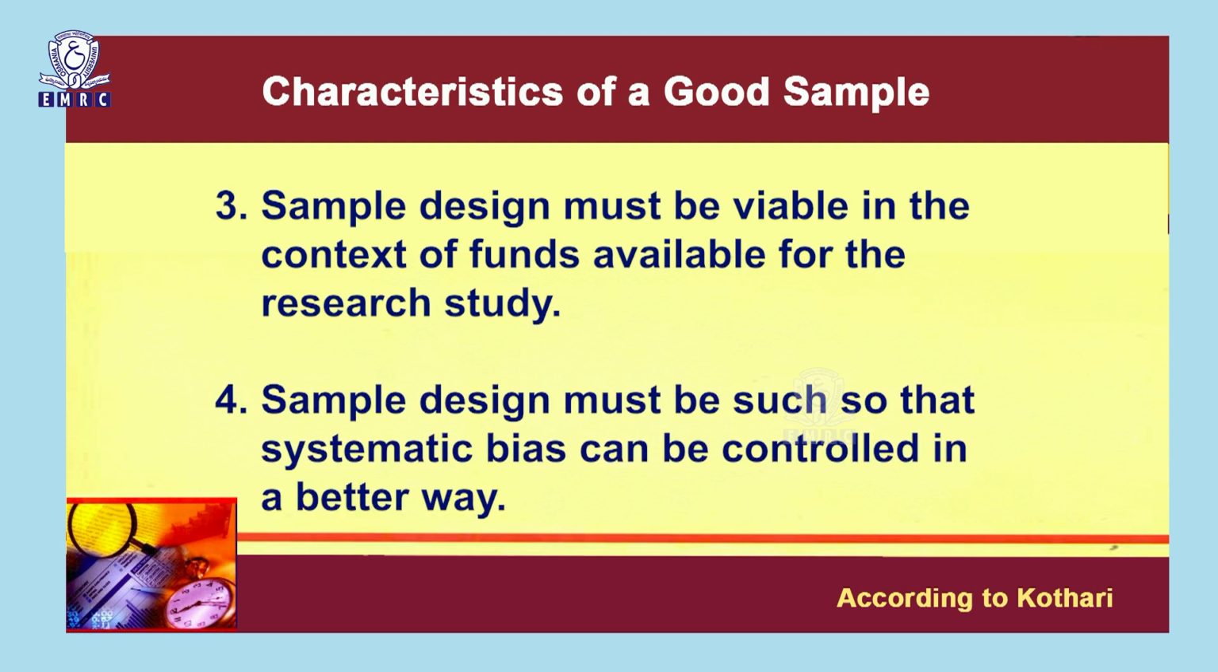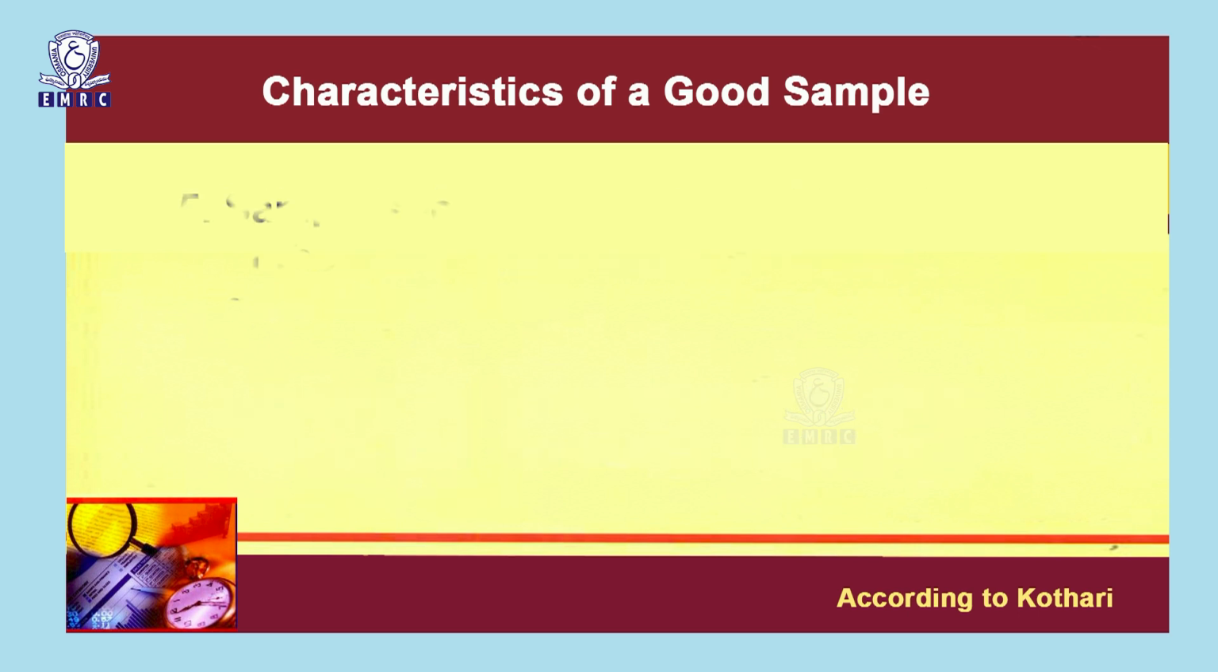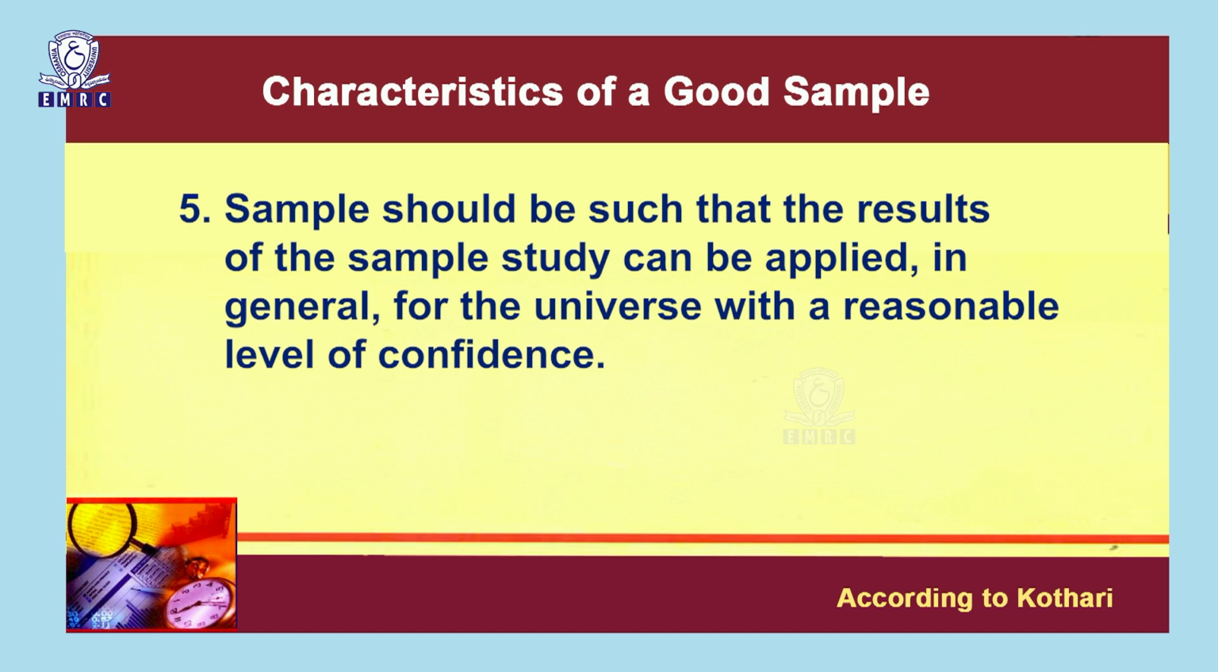And the fourth one, sample design must be such so that the systematic bias can be controlled in a better way. Fifth one, samples should be in such a way that the results of the sample study can be applied in general for the universe with a reasonable level of confidence.